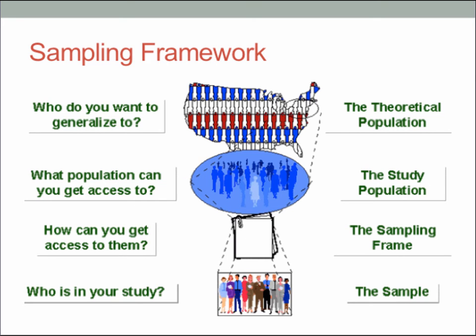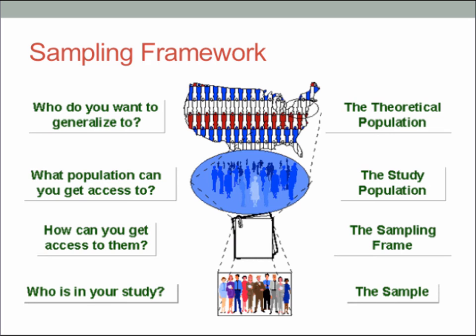Right, so we have, again, this whole idea of these last few slides are the idea of our sampling framework. So if we think about who do you want to generalize to, right? This is your theoretical population, every single person that would fit your eligibility criteria, your universe. But what population can you actually get access to? This is your study population. Who do you physically have access to, either physically person to person or physically maybe even via the internet or via a phone call? But then how do you actually get access to them? This is your sampling frame.